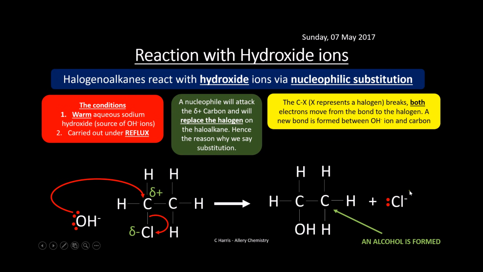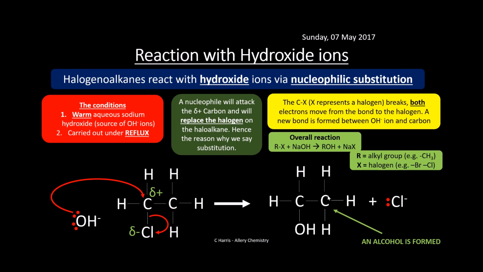Your chloride ion is now free to move around and do whatever it needs to do. Your alcohol is formed, and you can use that for whatever you want, like disinfectants and ethanol, as obviously you can be using alcoholic drinks, so that's ethanol. The overall reaction for this, RX, X is used quite a lot to represent a halogen. So this is your halogenoalkane reacting with sodium hydroxide, forms your alcohol plus sodium halide. This would be a salt. That's obviously just representing the halide ion. And the R bit represents the alkyl group as well. So that could be a CH3, and the halogen represents your bromine or chlorine.